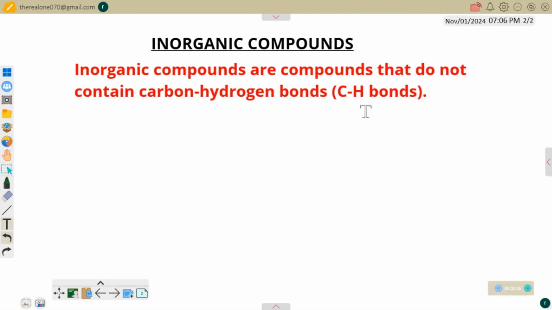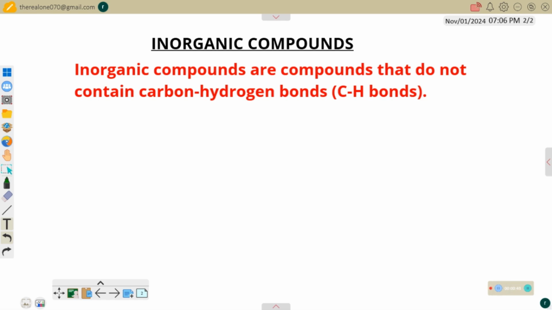Now, let's consider inorganic compounds. Inorganic compounds are compounds that do not contain the carbon-hydrogen bond, the C-H bond. That is, compounds in which we don't have carbon combining with hydrogen directly. They are inorganic compounds. We have several examples of such compounds, and that is what we always learn at the beginning of chemistry. Most of the compounds that SS1 and SS2 students will meet at their level are inorganic compounds. But when they get to SS3, that's when they will talk about organic compounds.